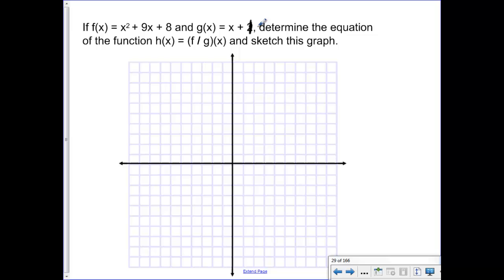Numbers that add to give the middle number, times to give the outside number. Times to give the outside, add to give the middle.